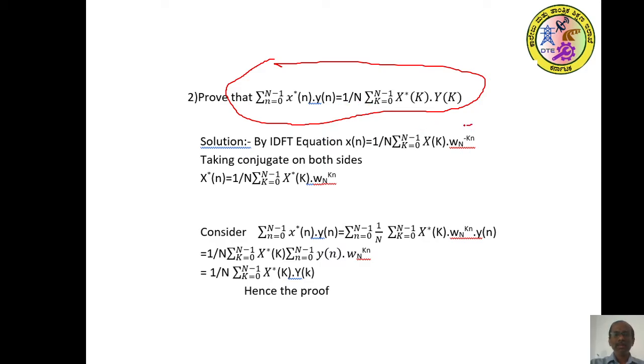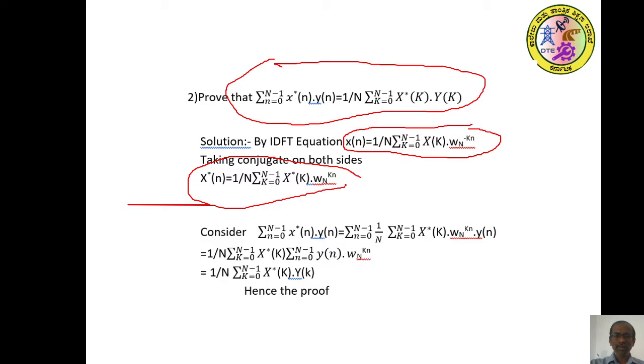To understand this, first let us use the IDFT formula for x of n, and we'll take the complex conjugate on both sides. So x star of n will become 1 by n summation x star of k into omega n power plus k. This is small x, be careful, this is small x. Next, we'll consider our left hand side formula, summation x star of n into y of n. Wherever x star of n is there, we'll replace it by this IDFT formula. The remaining as it is will keep. This is your IDFT formula.